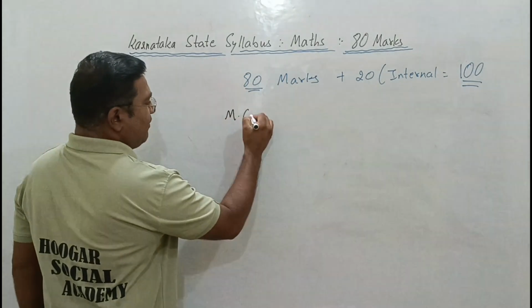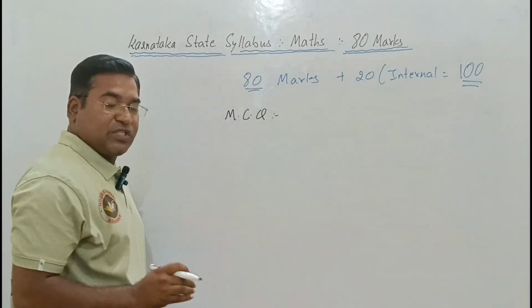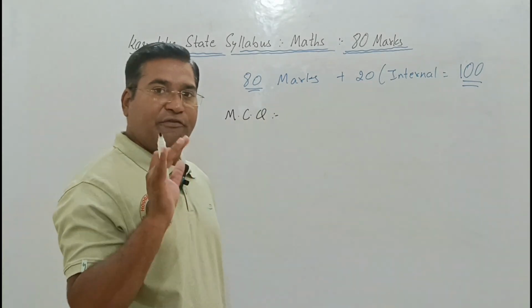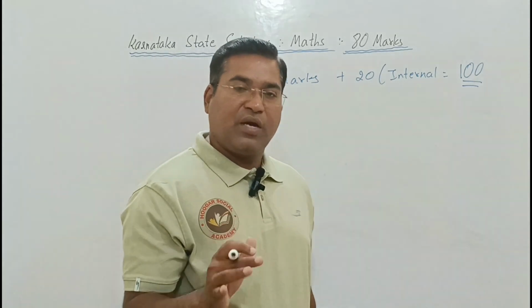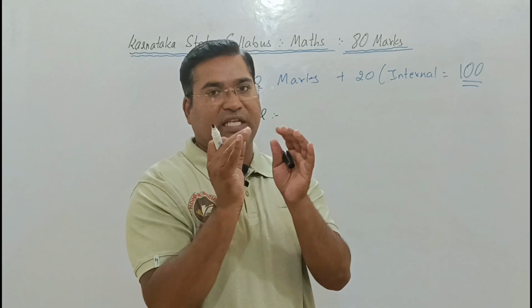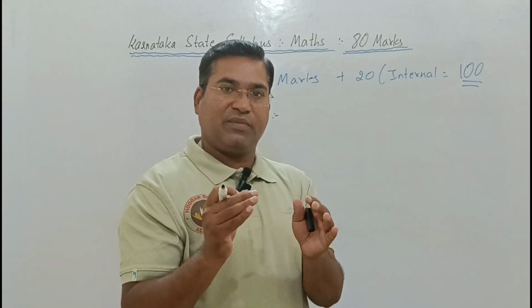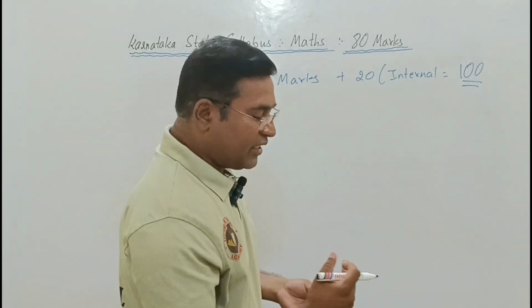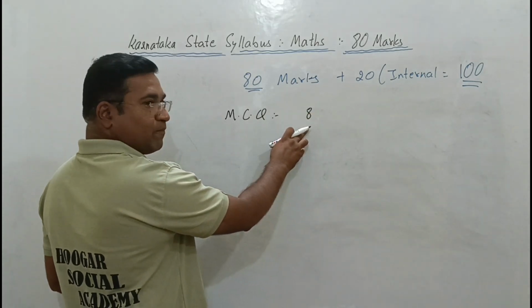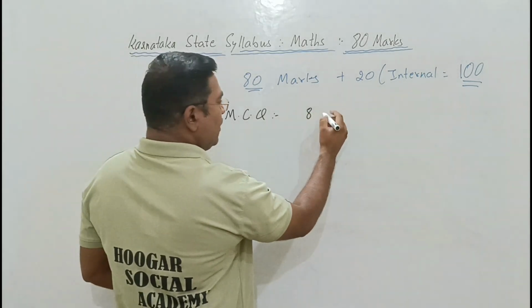So here how is it being given? First, MCQ, which is called multiple choice questions, where 4 options will be given to you. Among those 4 options, the answer to the question which has been given will be there. You have to find it out. So here how many MCQs will be there? There will be 8 MCQs.